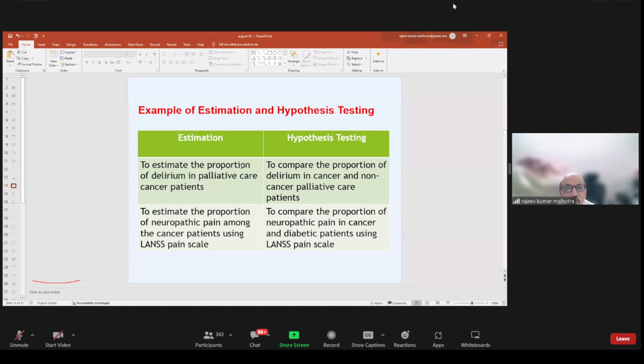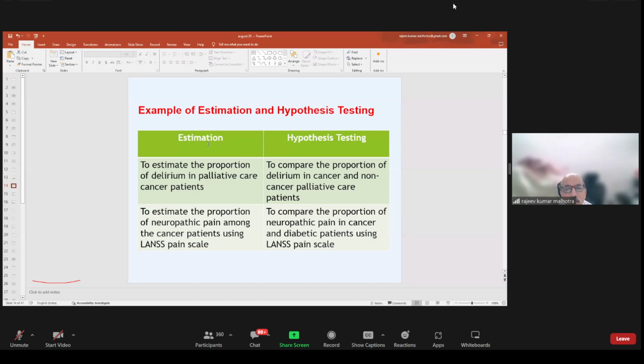Now I will discuss a practical example for estimation. Suppose we want to estimate the proportion of delirium in palliative care patients. Our objective of the study is to find the estimation in palliative care patients. The target population here is palliative care patients. Among those in palliative care, what is the proportion of delirium?